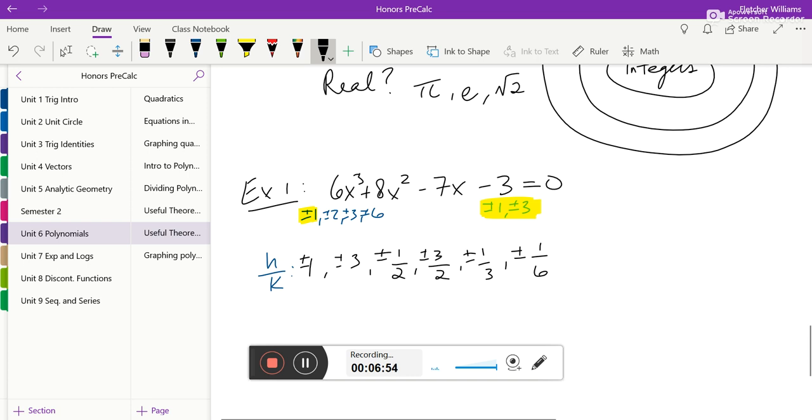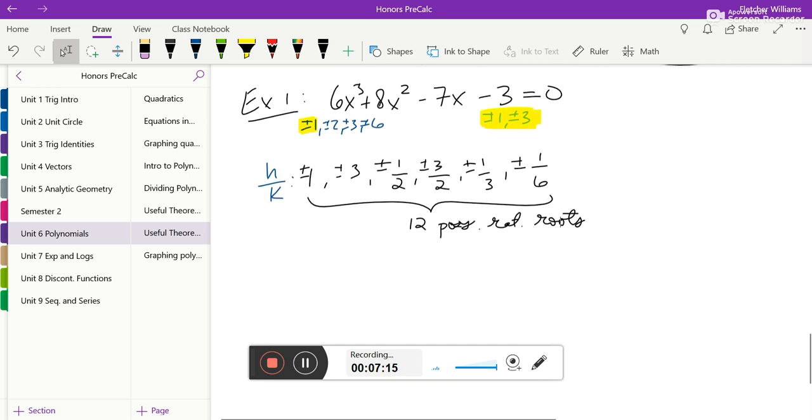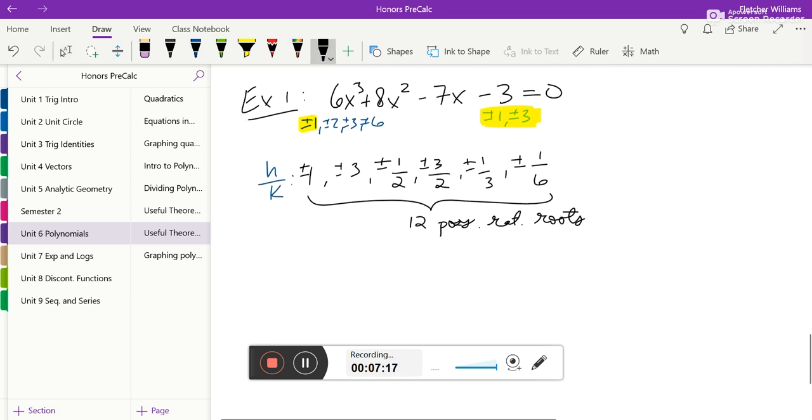So that gives me all of the possible combinations. And so what we have here, count them up, those are 12 possible rational roots. 12 possible rational roots for that function. And in fact, this is kind of cheating since I'm just telling you at the beginning. But you could check. I happen to know that one of them is a root. I know that negative 1/3 is a root.